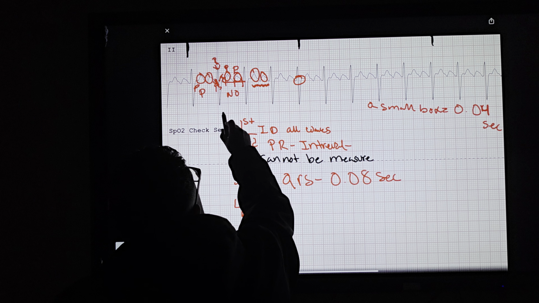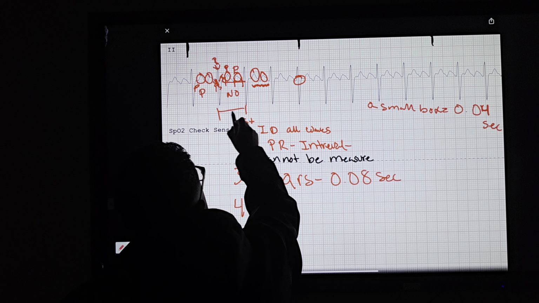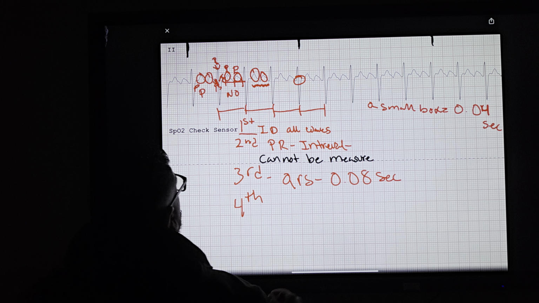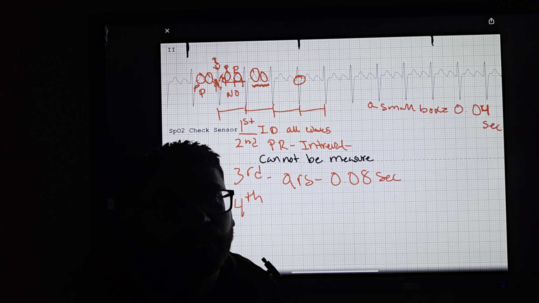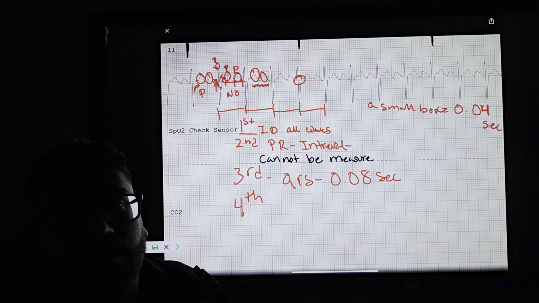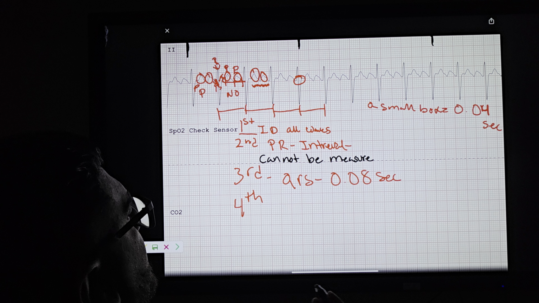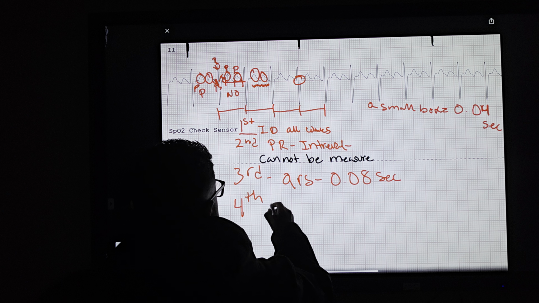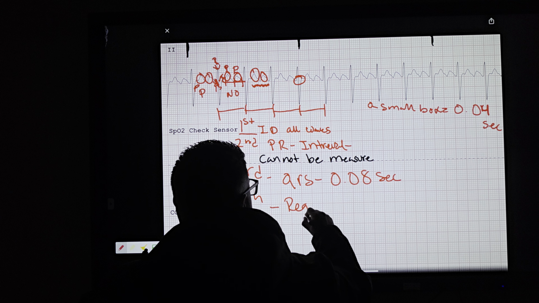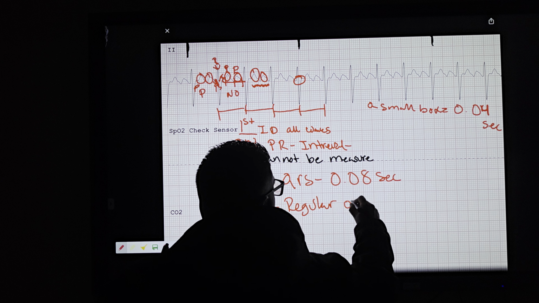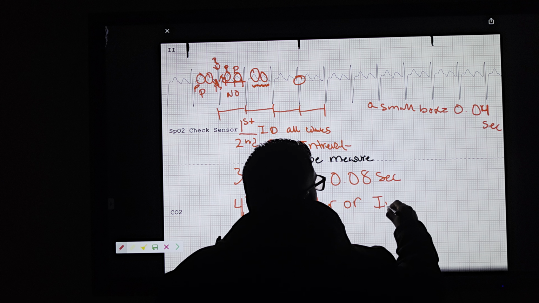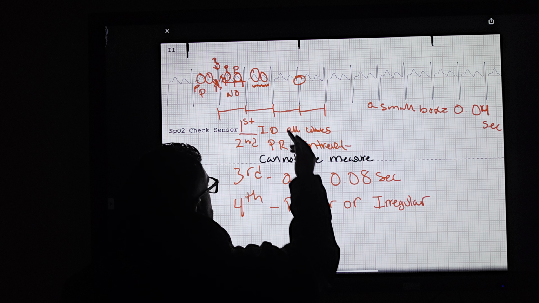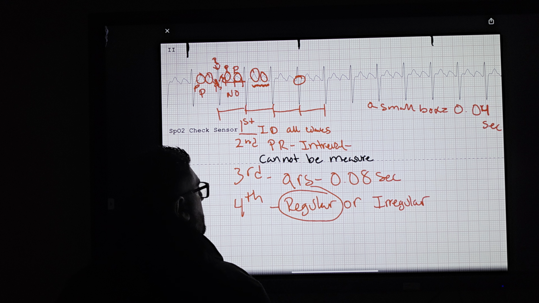For the fourth, your rhythm. Is it regular from here to here, here to here, here to here? Are my R to R's regular or irregular? As of right now, I don't see any abnormalities going on, so I believe they are regular. The big question here is regular or irregular, and the best thing for you to say is regular right now.